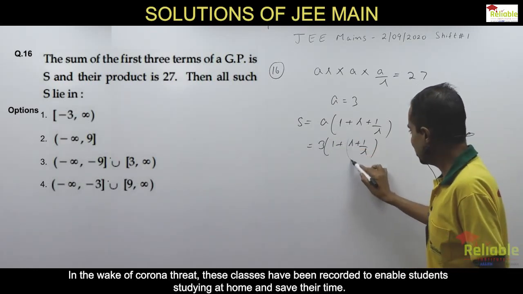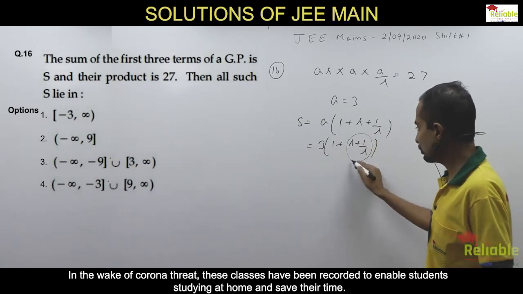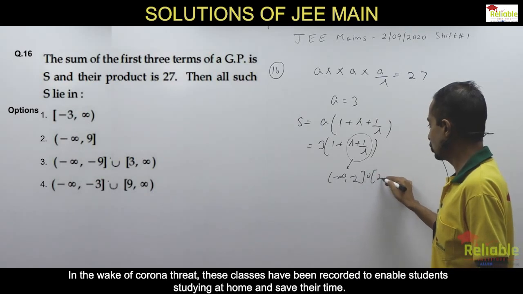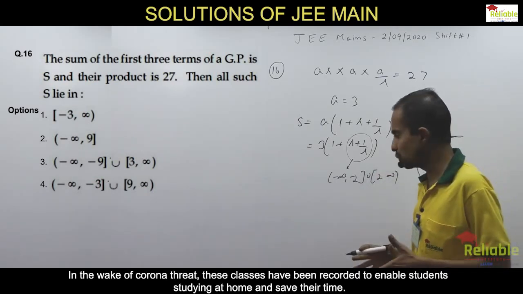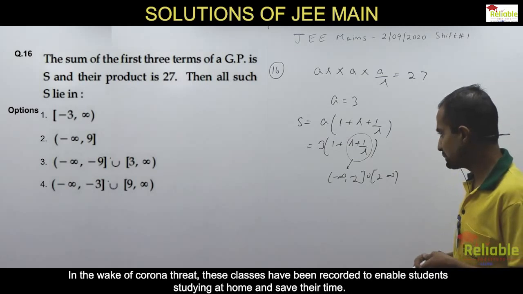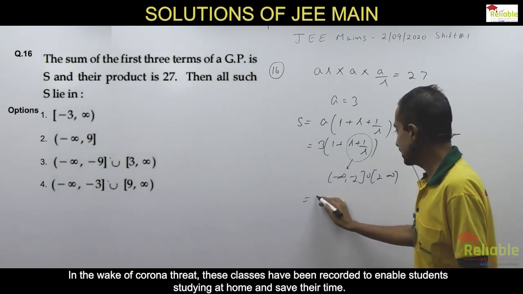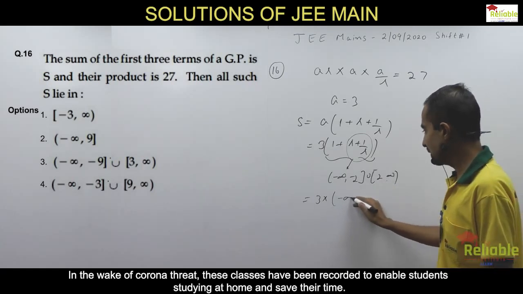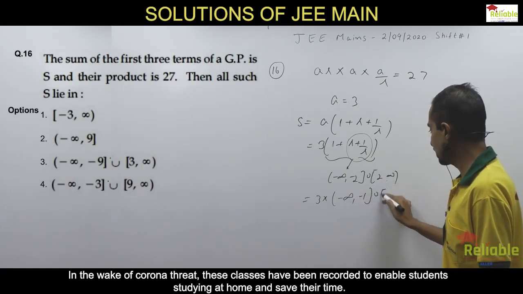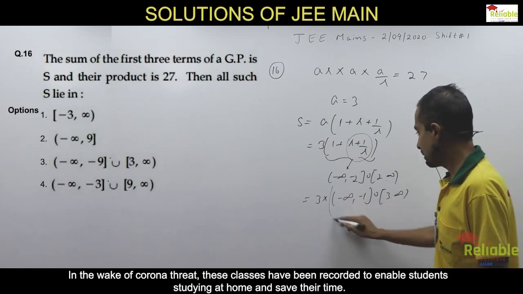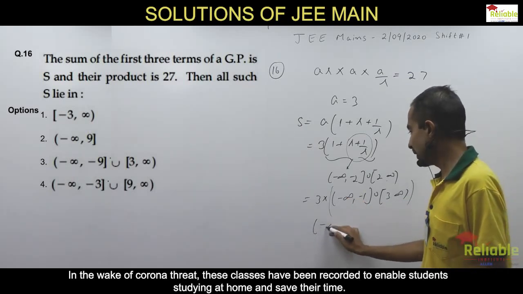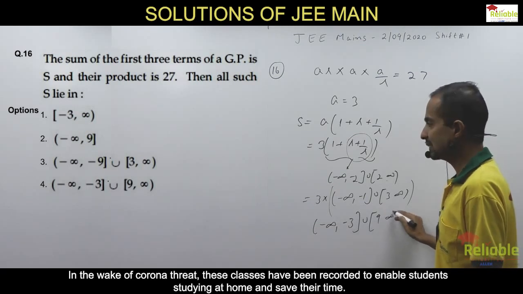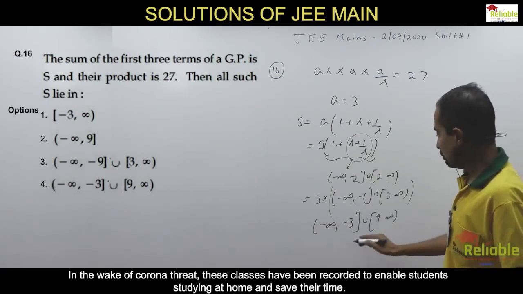Now we are very much acquainted with this one, that the range of this expression is minus infinity to minus 2 union 2 to infinity. Every student must remember this. So the range is 3 into, what is this bracket all about? Just add 1 over here. Minus infinity to minus 1 union 3 to infinity, right? So the range is what? Minus infinity to minus 3 union 9 to infinity. So that's your fourth choice.